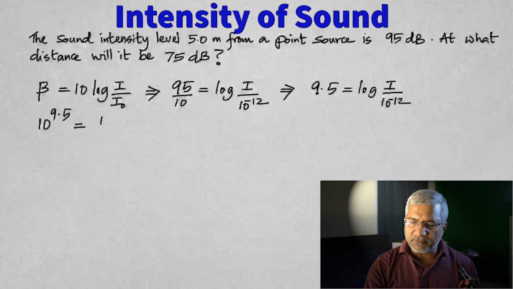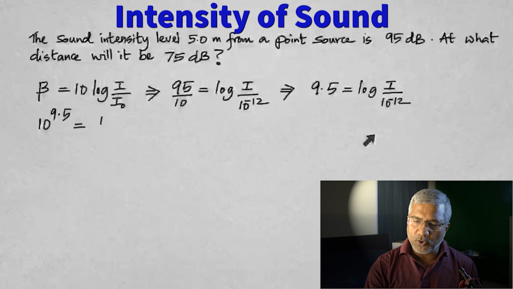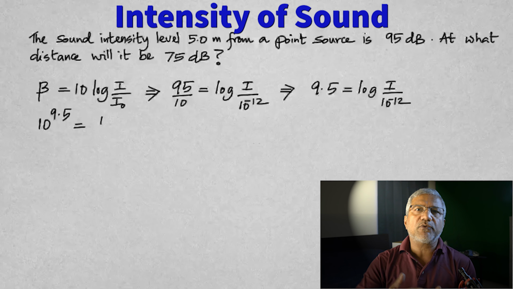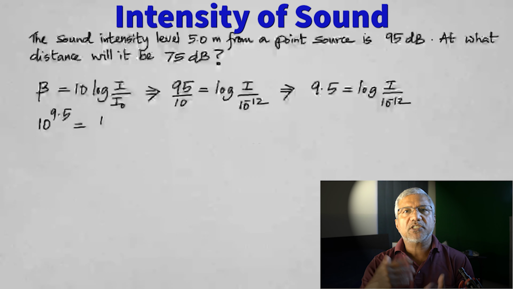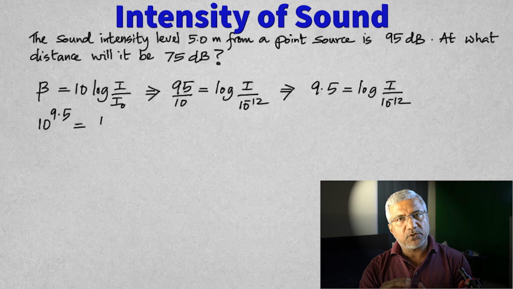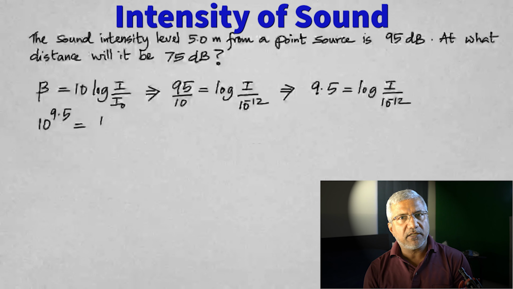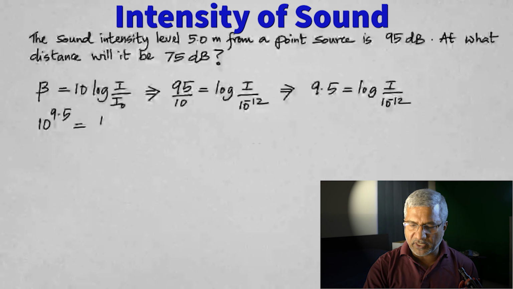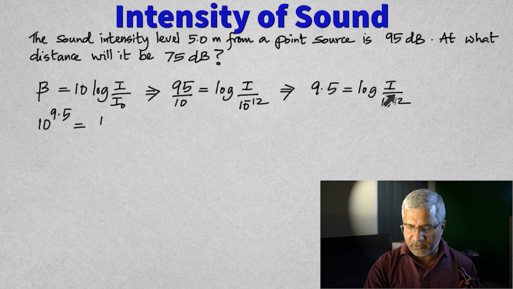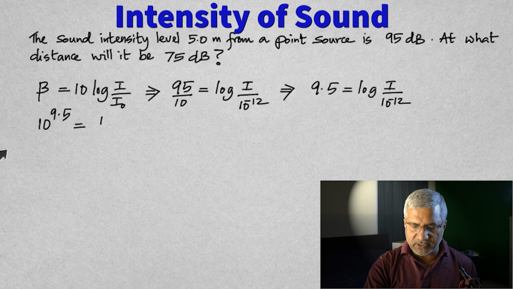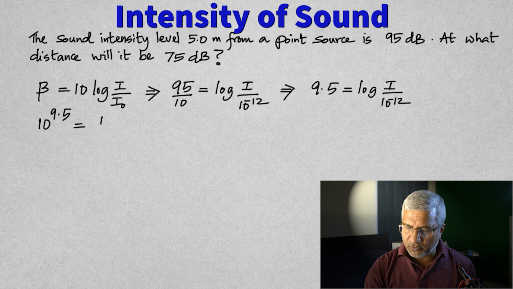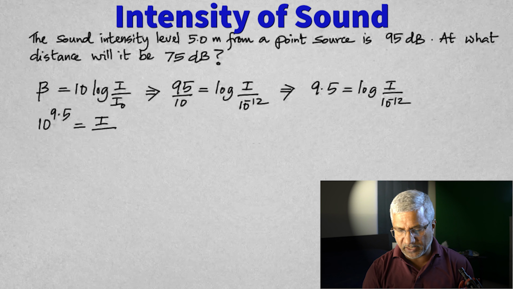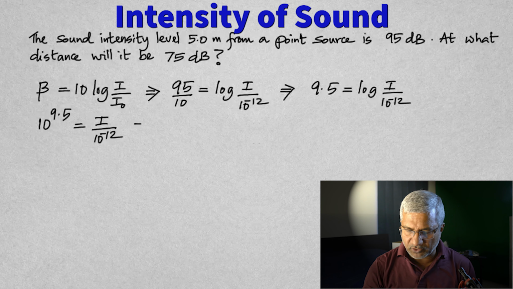So now to get rid of the log on the right side, on the left side, we have to do 10 raised to, because those are opposite functions, right? So log to the base 10 and 10 raised to are opposite functions. So instead of writing log of something here, we can write 10 raised to that. So 10 raised to 9.5. So notice there is no log there.